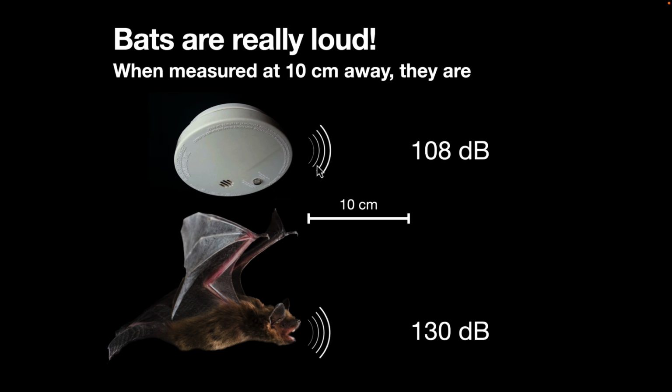So something that I have found is consistent is that if you measure a smoke detector from 10 centimeters away, how loud is that? That's 108 dB. Versus, say, a bat can be up to 130 dB at that same measured distance. So very loud. Bats make a lot of noise. But as you get further away from the bat, it gets quieter. That makes sense. As you walk away from the microphone, it gets quieter.